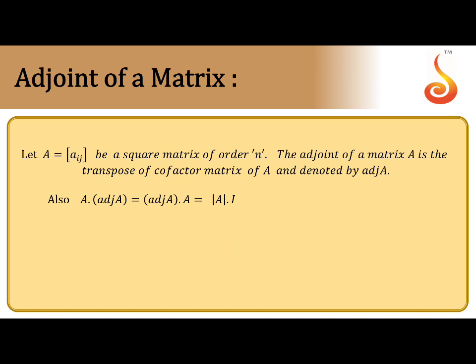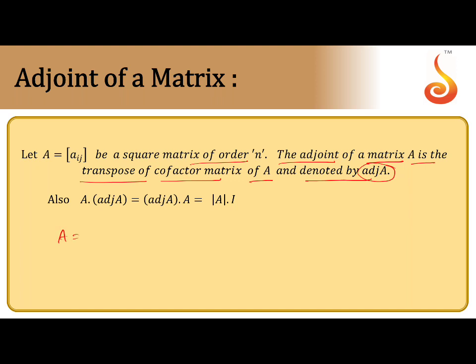Next, what is the adjoint of a matrix? Let A equal to [aij] be a square matrix of order n. Then the adjoint of matrix A is the transpose of the cofactor matrix of A, denoted by adj A. The cofactor matrix means for each element there is a cofactor. Find the cofactor of each element to get the cofactor matrix, then apply transpose to get adj A.